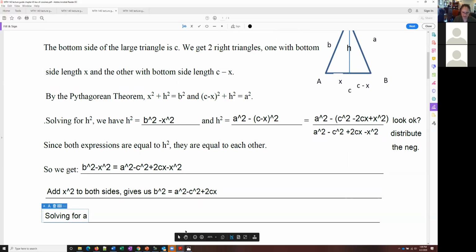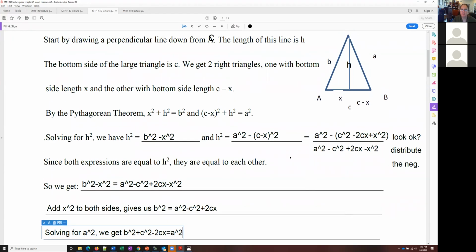So now solving for a squared, we get b squared plus c squared minus 2cx. Sorry, I should say that's equal to a squared.